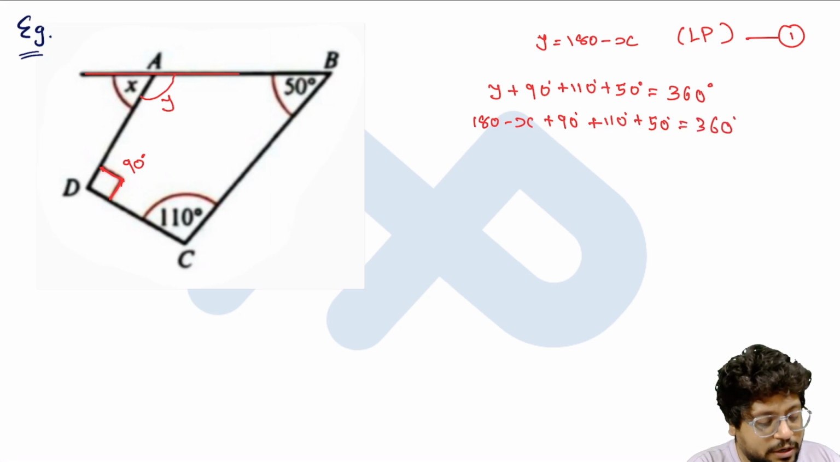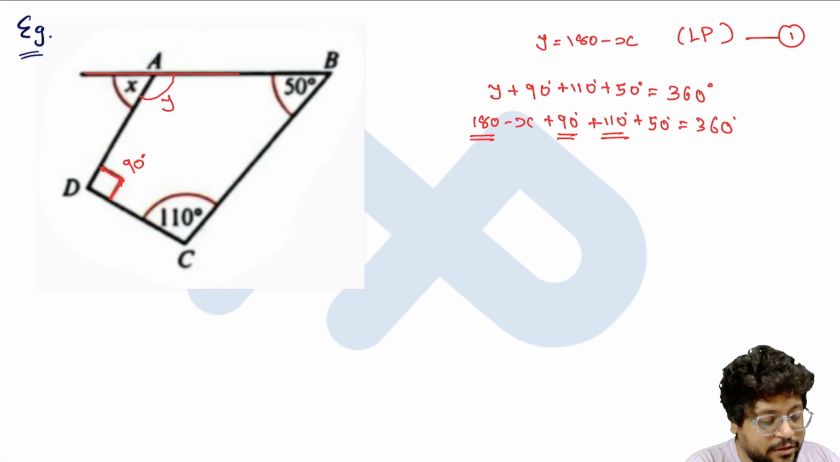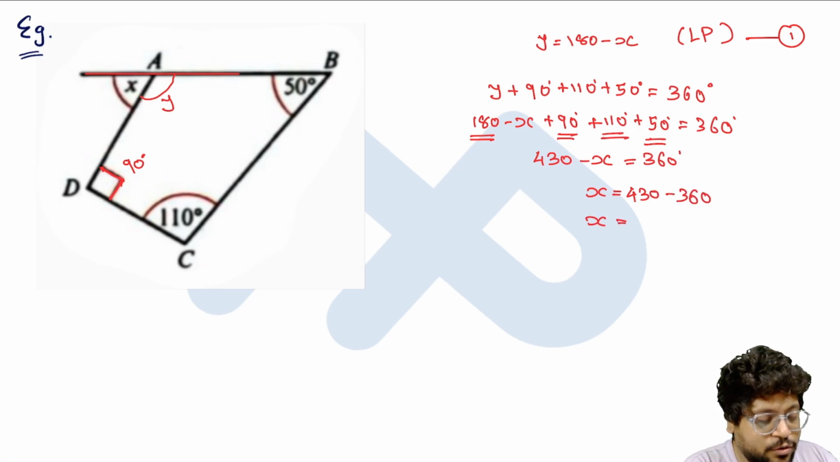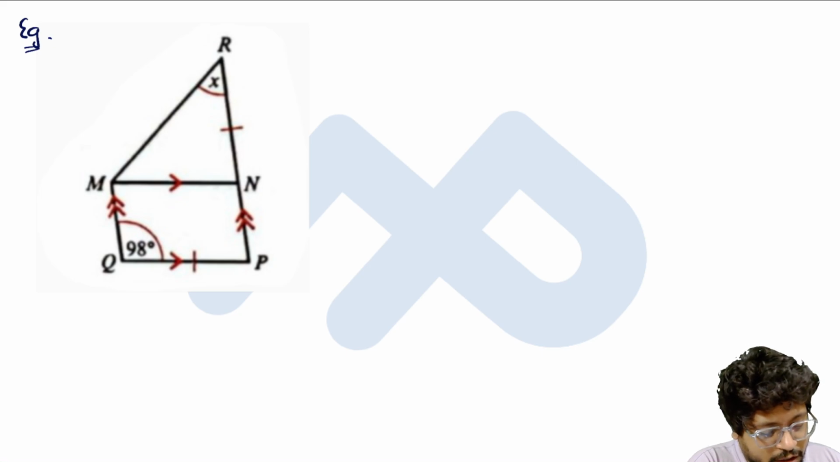Clear? So let's add all of them. 180 plus 90 is 270, 270 plus 110 is 380, 380 plus 50 is 430. So this is 430 minus x is equal to 360. Now let's make x the subject, so x will be equal to 430 minus 360. So x is equal to 70. Clear? Yeah, another one, probably the last one.